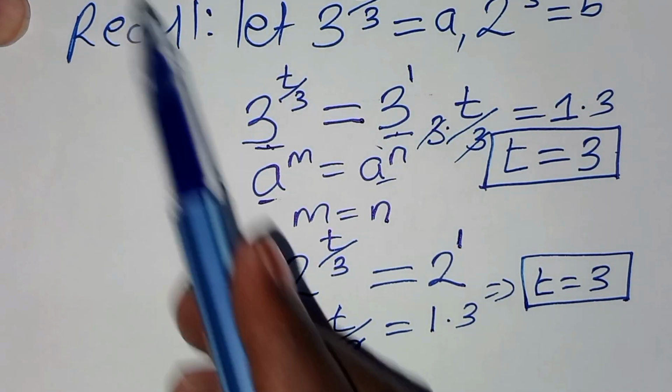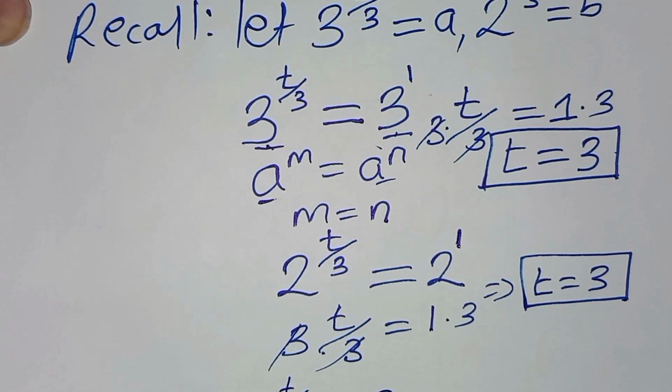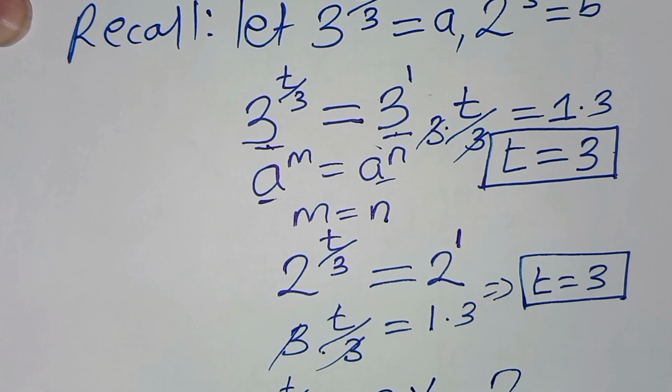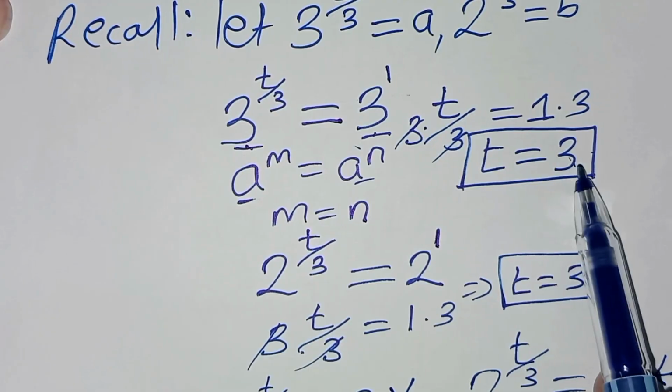So let's check a2, b2. Now we have that 3 to power t divided by 3 is equal to a2, which here is 2. So you can see that the bases are not the same. So we reject this. And on the second part, we have 2 raised to power t over 3, which is equal to 3. The bases are not common, so we reject this. So the only solution here is t is equal to 3.